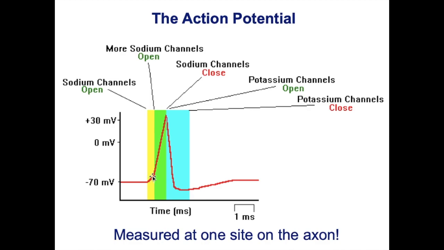Now that local small depolarization may or may not be large enough to open all of the sodium channels in that small region of the cell. In this case, the small depolarization was enough, and suddenly lots of sodium channels that are gated by voltage open. Now the other thing that happens here is potassium channels start to open also, but they do so in a little bit of a delayed manner.